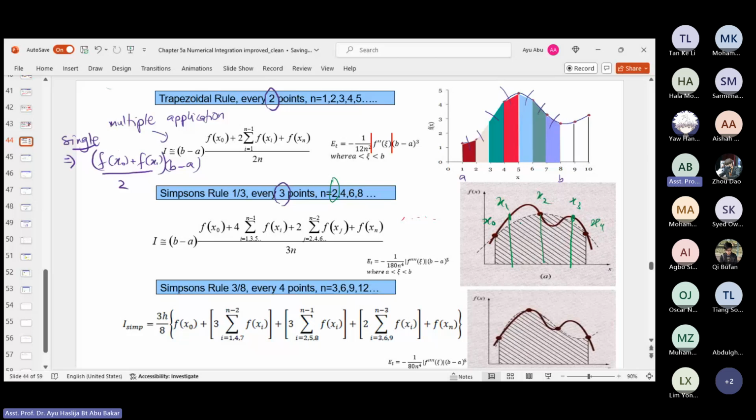Now, how to know this one works with 1/3 or 3/8? Remember 1/3, you must involve 3 points. So this part is the first 1/3, and another part is the second 1/3.